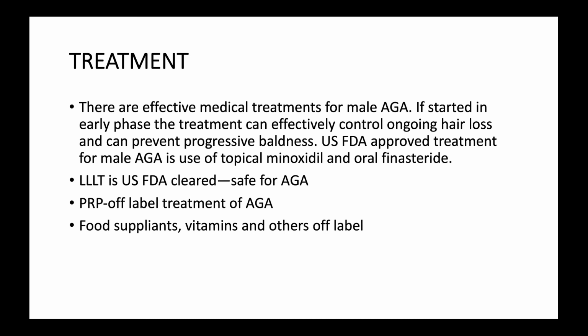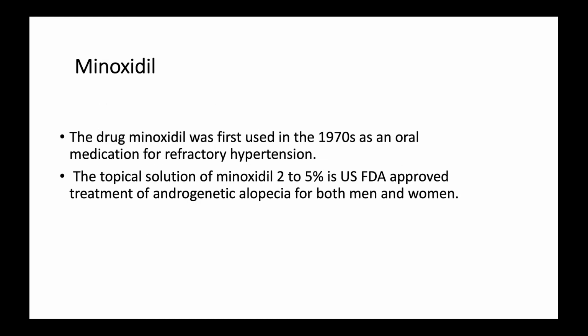Then the treatments. There are effective medical treatments for male AGA. If started in the early phase of treatment, they can effectively control ongoing hair loss and prevent progressive baldness. The US FDA has approved two treatments, mainly minoxidil and finasteride for the male and only minoxidil for the female. PRP and others are off-label treatments; food supplements and vitamins are also off-label treatments. They are not advised by the US FDA for AGA.